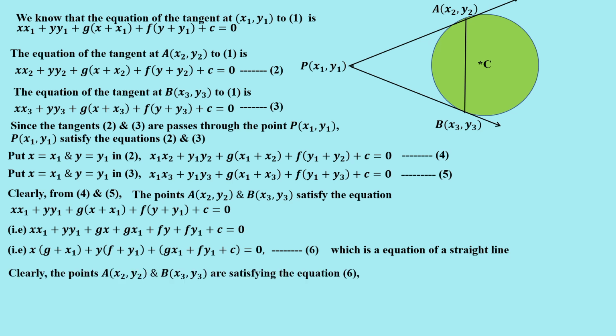Clearly the points A(x2, y2) and B(x3, y3) satisfy equation 6. Hence the equation of the chord AB is x into (g plus x1) plus y into (f plus y1) plus gx1 plus fy1 plus c equal to 0. Instead of this you can take it as x x1 plus y y1 plus g into (x plus x1) plus f into (y plus y1) plus c equal to 0. Both are the same equation, right?